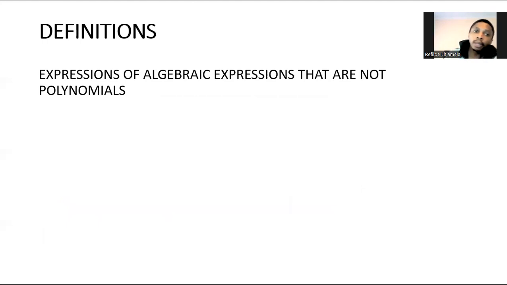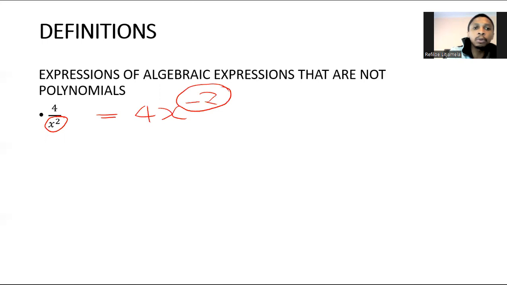Here I was supposed to say: algebraic expressions that are not polynomials will have, for example, 4 divided by x squared. Please note that the variable is in the denominator, as I've explained. If you were to simplify this, it'll be 4x to the exponent of -2. And remember, we said the polynomial cannot have a negative exponent. Instead, it must have a positive integer. It cannot be a negative integer.